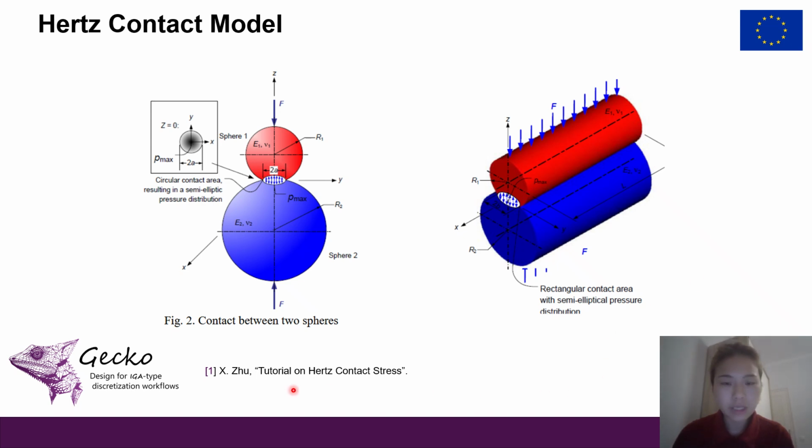First, let's have a look at two classical Hertz contact models: the contact between two spheres and the contact between two cylinders. In the contact between two spheres, we can see the circular contact area resulting in a semi-elliptic pressure distribution, and in the contact between two cylinders, the contact area becomes a rectangular stripe extending along the cylinder axis. So now let's see how to get the theory solution of the contact pressure.